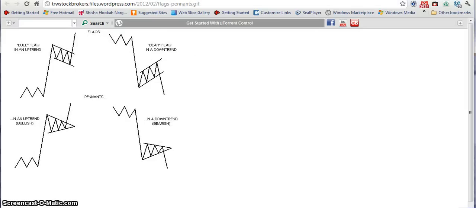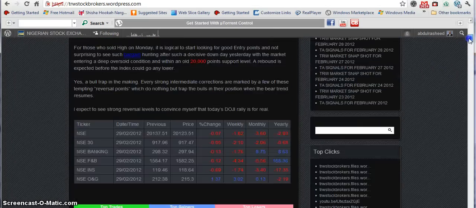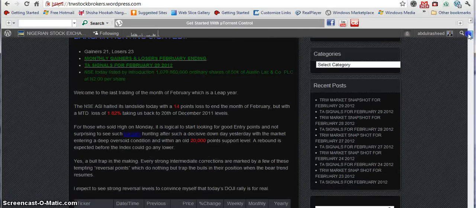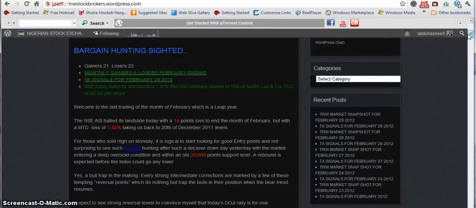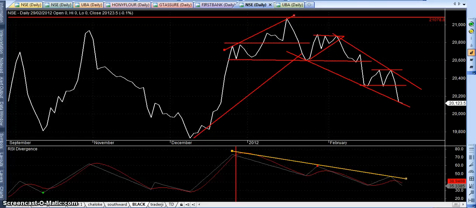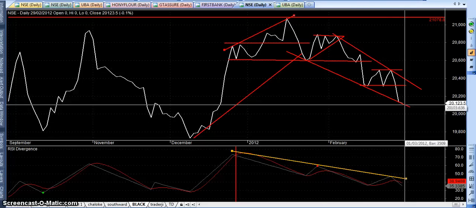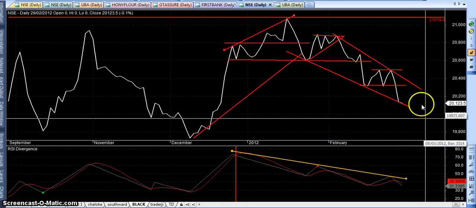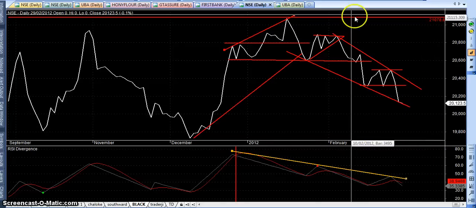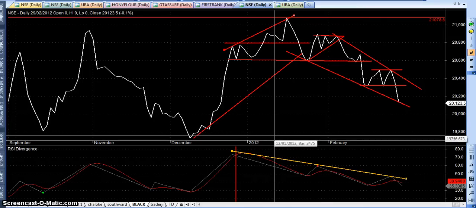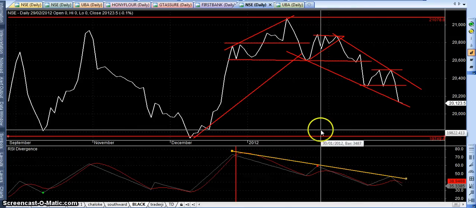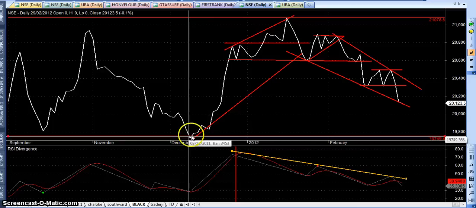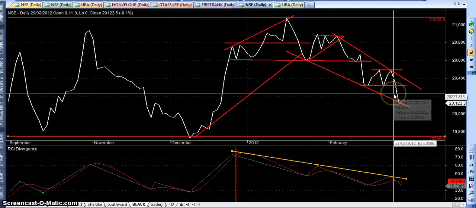I wrote about bargain hunting, and these are the beginnings of people entering trades again. So until I'm convinced, I have a feeling we might see a few sideways rallies here before we get to the next bearish turn. I hope the market doesn't come back to this level, because it's going to be sad after so much rallies from December and the period of February.